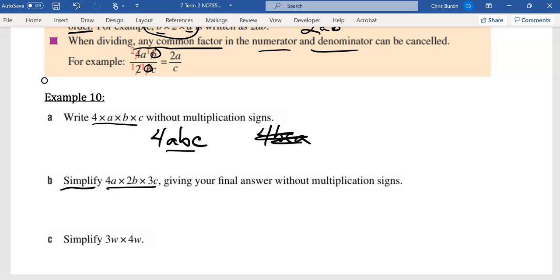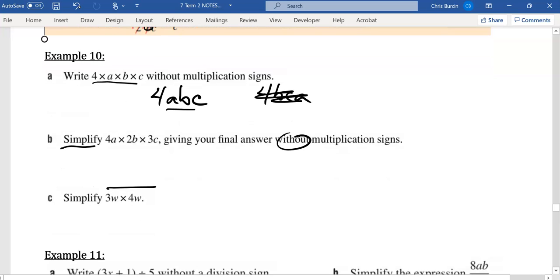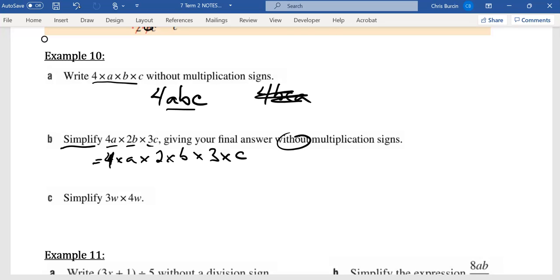Simplify this, giving your final answer without multiplication signs. Okay. So what we know is we've got 4a times 2b times 3c. And what that really is, is 4 times a times 2 times b times 3 times c. And you're thinking, but Mr. Burns, you're not allowed to use these multiplication signs. Well, let me just clean it up. Because it's associative, I can put all the numbers together, 4 times 2 times 3, and then a times b times c. And 4 times 2 is 8 times 3 is 24abc. You could probably do that in your head, but that's how I worked it out.